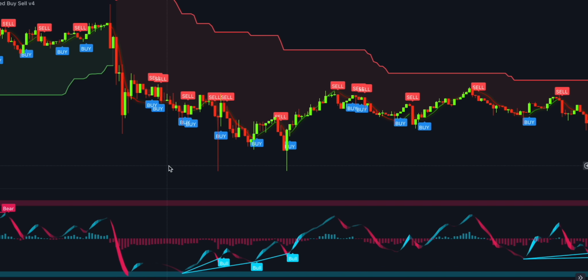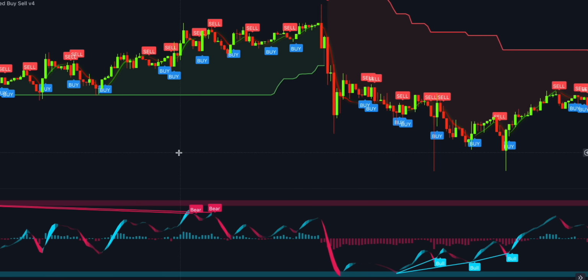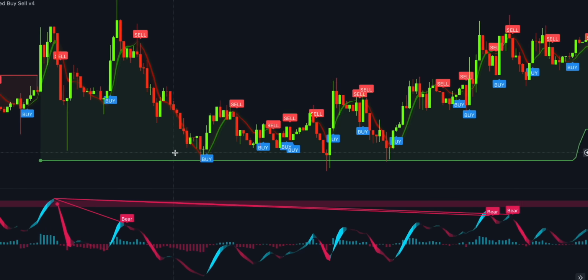If you have a scenario when the easy oscillator isn't in the overbought or oversold zone yet, but it produces a buy or sell signal, do not take a trade.